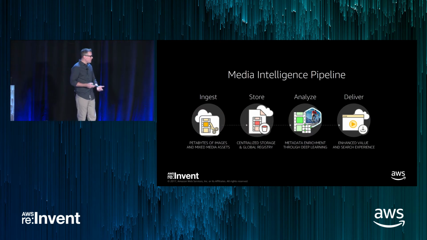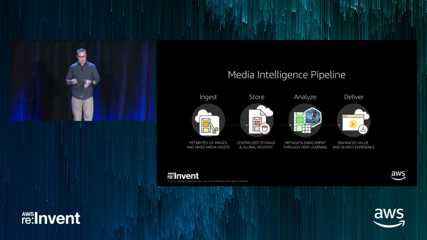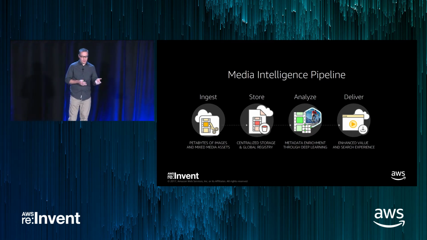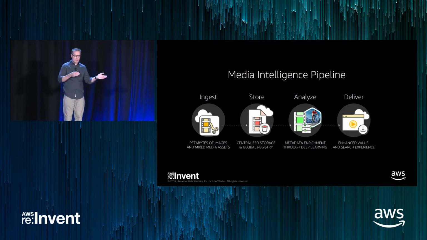So if we break this down to the simple components of this pipeline, this is probably part of a larger pipeline, like a media supply chain pipeline, for example, and we're basically taking deep learning, metadata enrichment, and also services like Rekognition, and injecting them into the pipeline as the content flows through it.